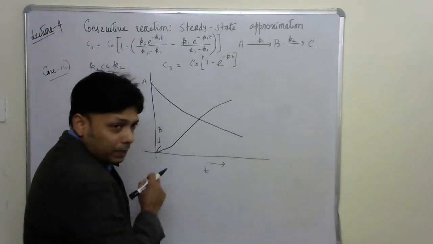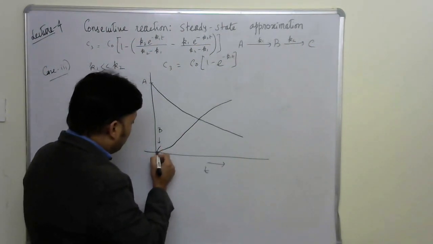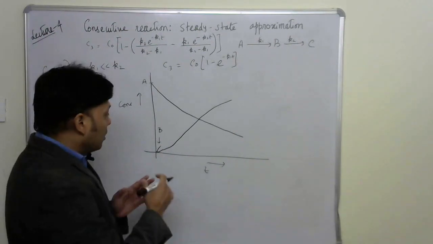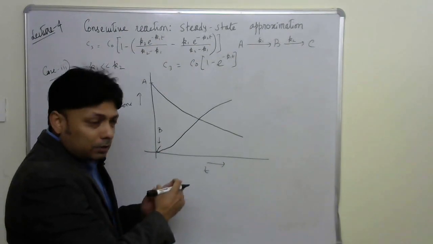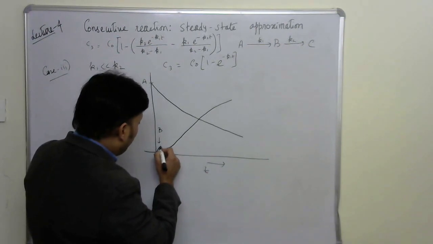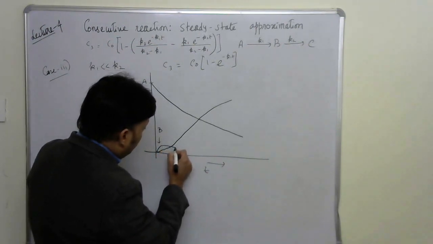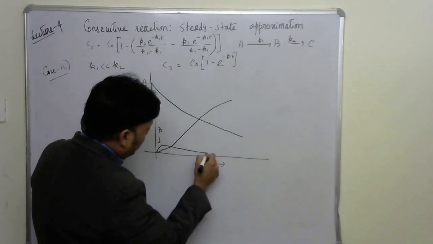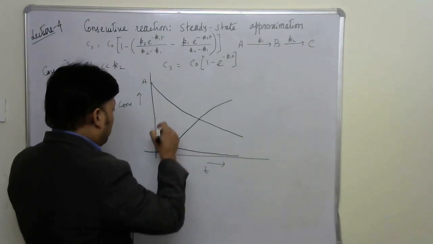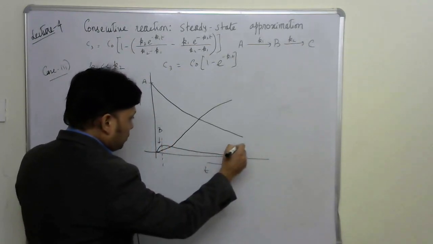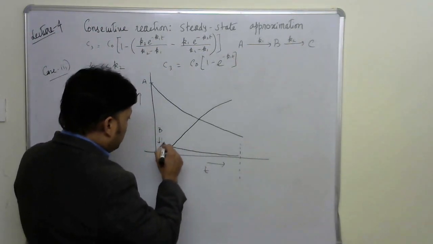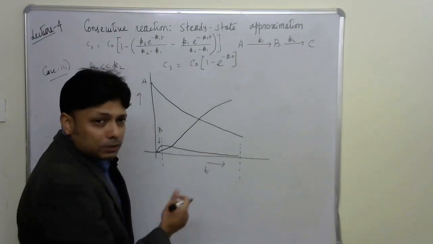But what would happen for B? There would be some initial buildup of the concentration of B, but as the time lapses, whatever amount of B is getting produced, it would be decaying into C. So therefore, the effective concentration of B would fall, but very slowly, something like that. So there would be a period from here to the completion of the reaction. In this part, you see that as if the concentration of B is almost constant.